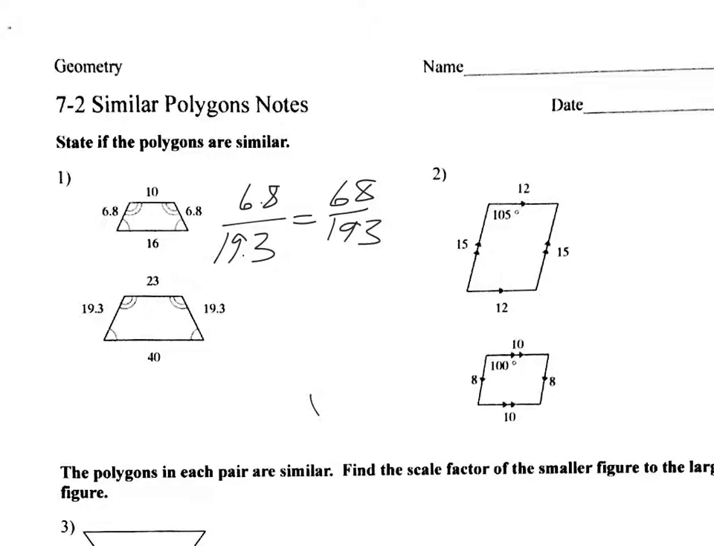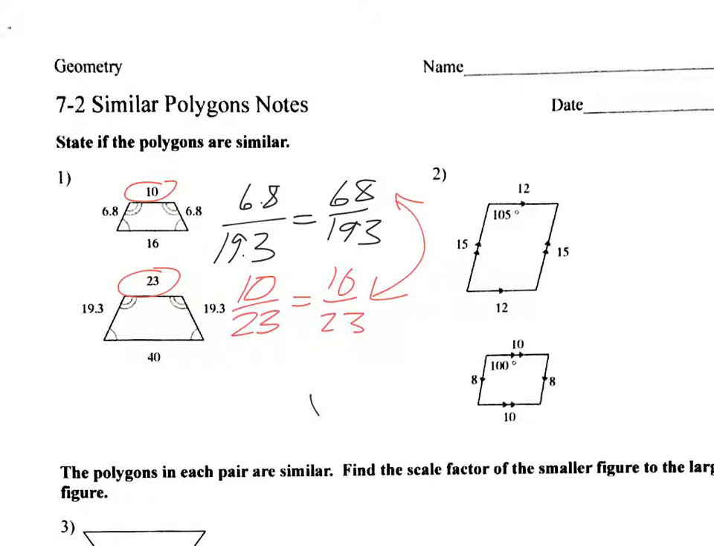Then I have to check the other sides. So I have to do 10 over 23. If I do 10 over 23 and then do math frac, I just get 10 over 23. Well, these are not proportional. They're not the same ratio. So no, those polygons are not similar. Alright, what about the next one?